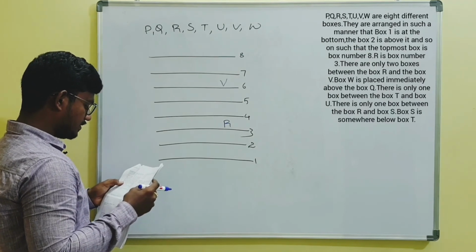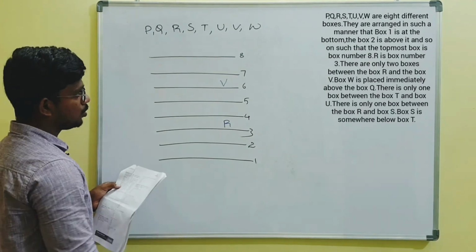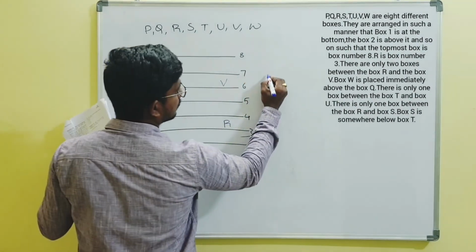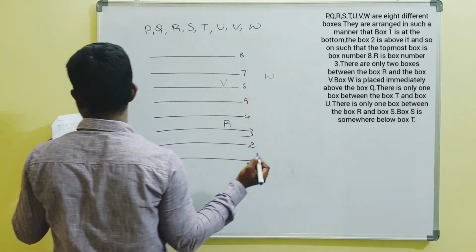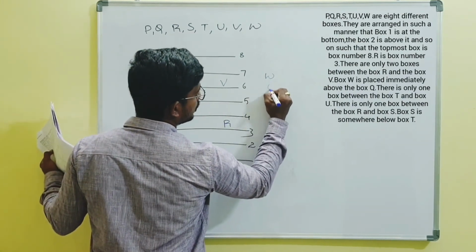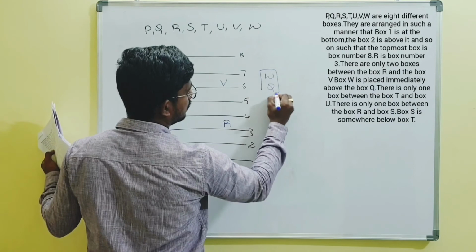Box W is placed immediately above the box Q. So I will write it sideways. See, W is placed immediately above the box Q. Okay.